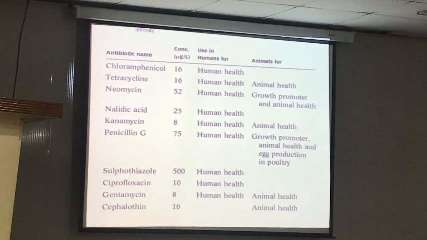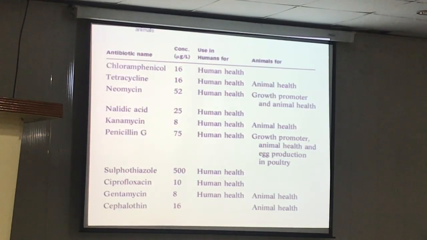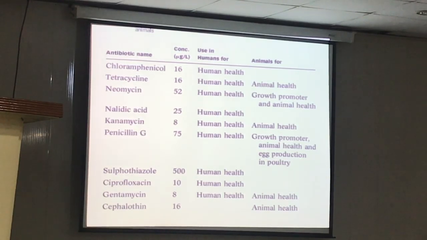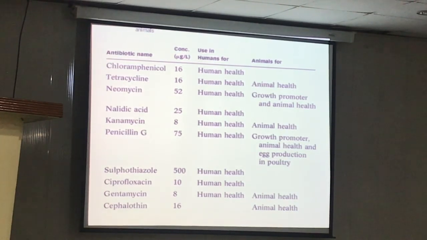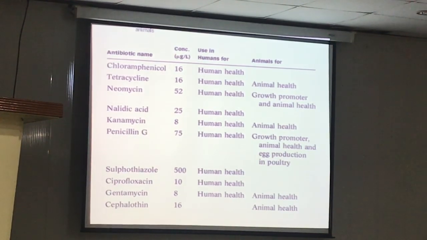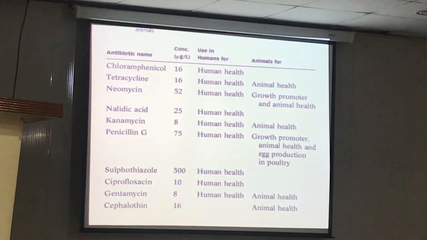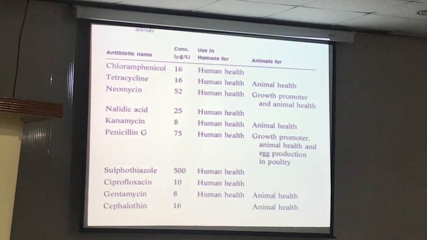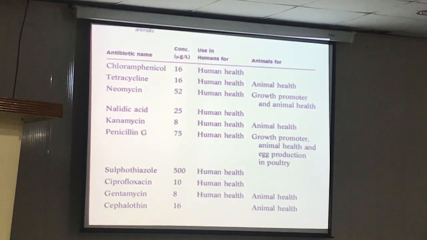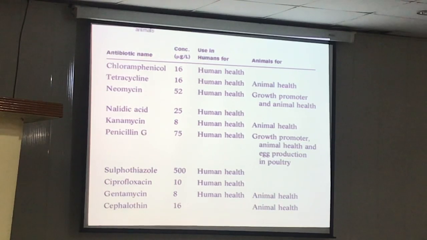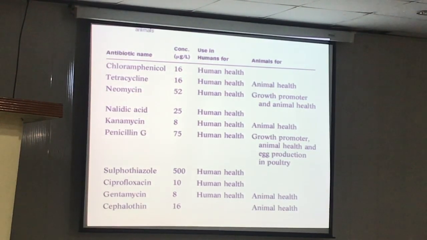Next slide, please. Now, this is a list of antibiotics that may be used in human health and sometimes in animal health. They are used in humans for a variety of reasons. You have chloramphenicol, tetracycline, neomycin, nalidixic acid, kanamycin, penicillin G, sulfonamides, ciprofloxacin, gentamicin, cephalothrin. But you can see that certain of these antibiotics used in human health are also applicable for animal health for a variety of different reasons.